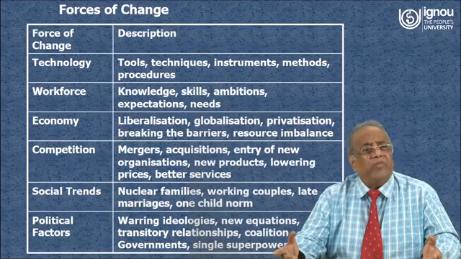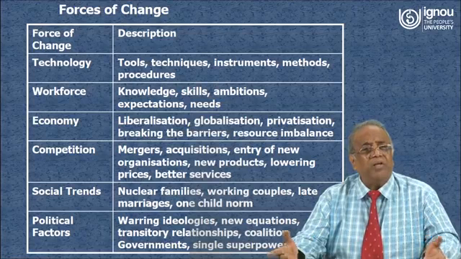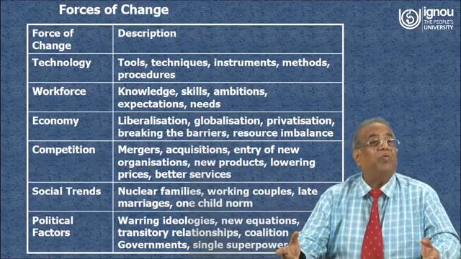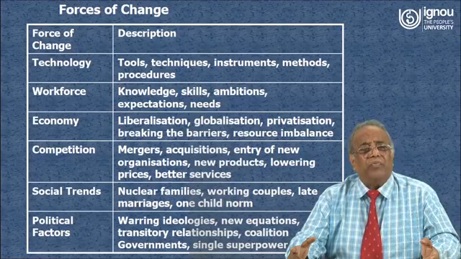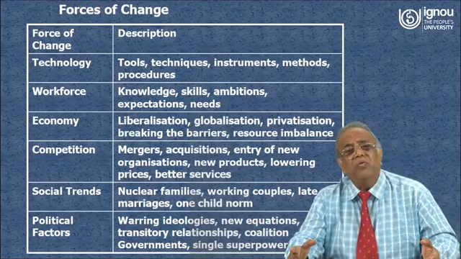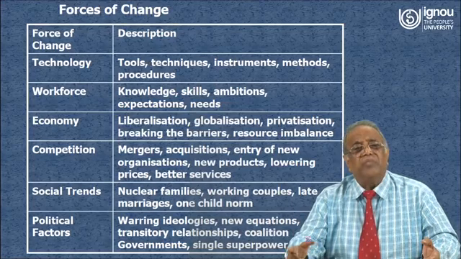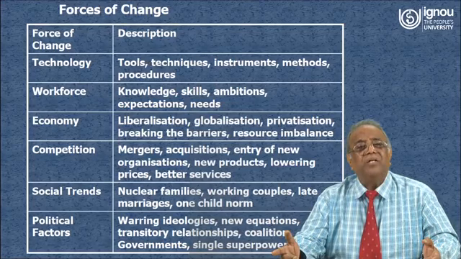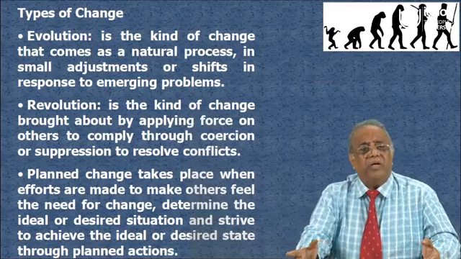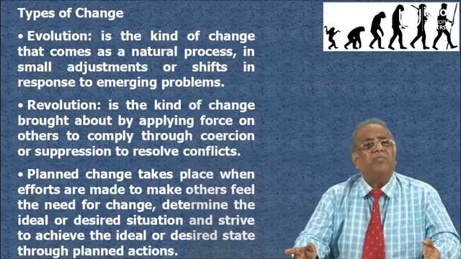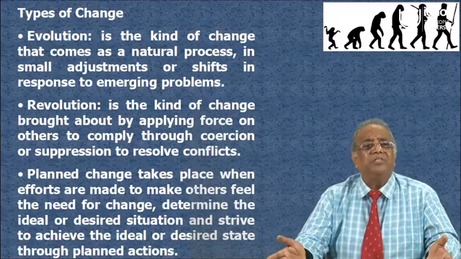Social trends: nowadays there is a drastic change in society, with nuclear families, working couples, late marriages and the one child norm. There are political factors: varying ideologies, new equations, transitory relationships, coalition government and single superpower, etc. Now let us see what are the types of changes. So evolution, revolution and planned changes.